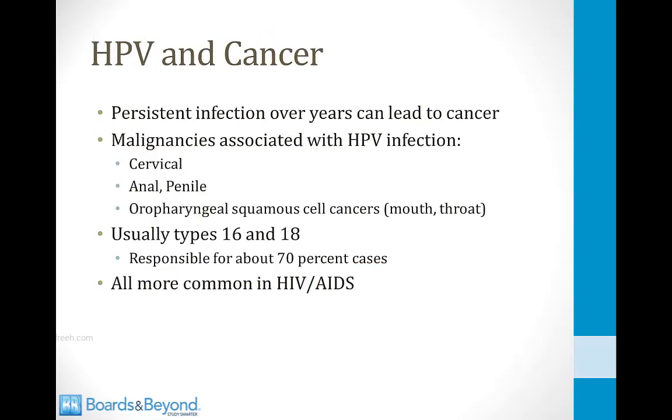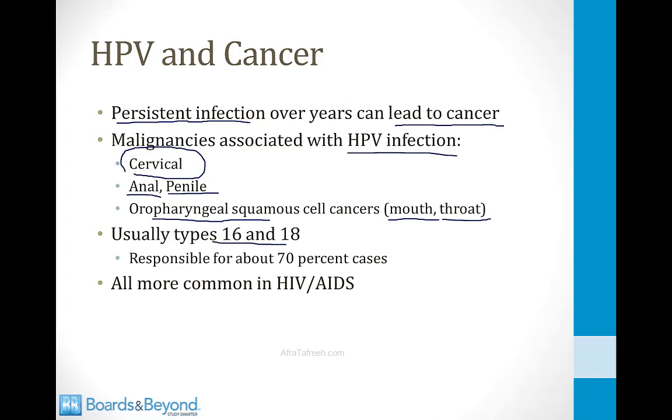So now let's talk about how human papillomavirus is linked to cancer. People can have silent, persistent infections for years that can eventually lead to cancer, and there are several malignancies that are associated with HPV infection. The one with the strongest association is cervical cancer, but anal cancer and penile cancer are also associated with HPV infection, and there are some oropharyngeal squamous cell cancers like of the mouth and throat that are also associated with HPV infection. This usually happens from infection with subtypes 16 or 18.